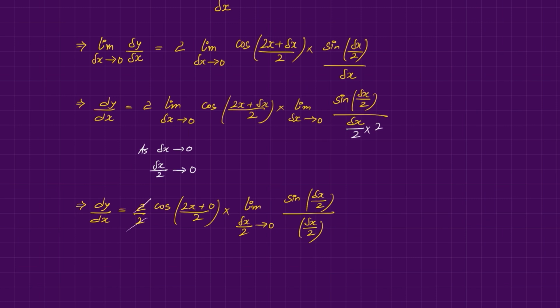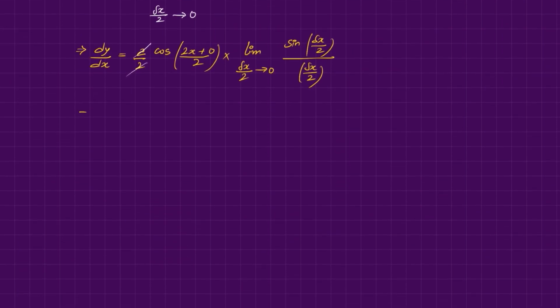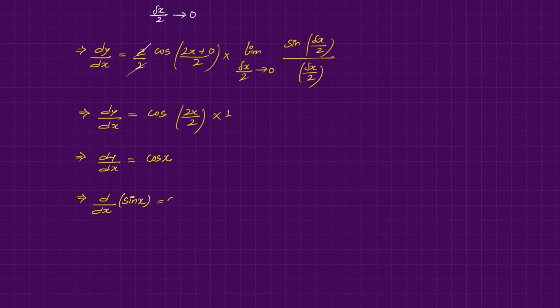So this whole portion will be 1. 2 and 2 will cancel, so we will have dy over dx equals cos of (2x plus 0) by 2 into 1, and this implies dy by dx equals 2 and 2 will simplify to 1, so it will be simply cos x only. And since our function was sine x, in place of y let me write sine x, so d/dx of sine x equals cos x. So this is the proof for this theorem.